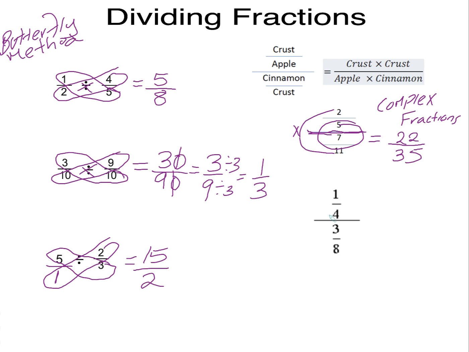Let's try it again. So I have my complex fraction here, which is 1/4 divided by 3/8. So remember our crust. This is the crust here and here. So 1 times 8 is 8. Over, and then we're going to multiply the middle, which is your apple and cinnamon. 4 times 3 is 12. And then always check to see if you can simplify. I know 8 and 12 are even numbers. Even numbers you can divide by 2.